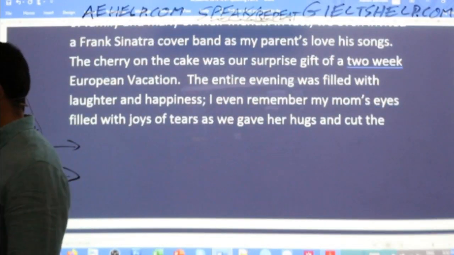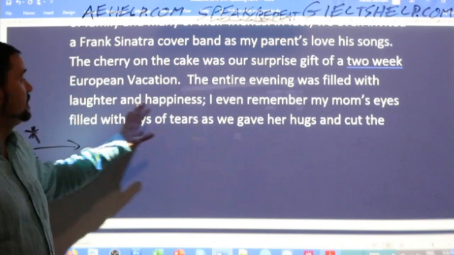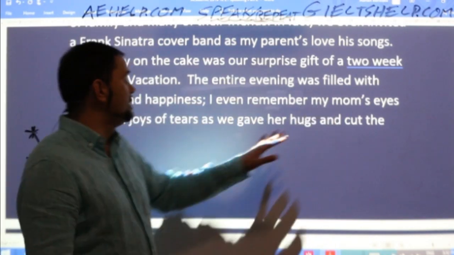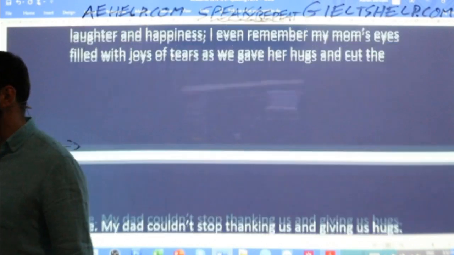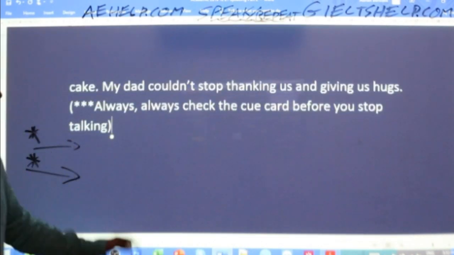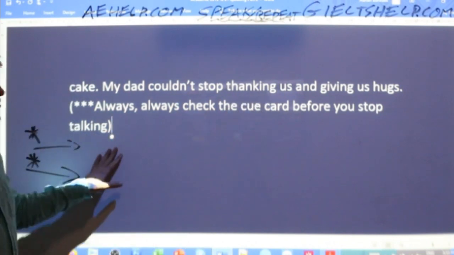So, the entire evening was filled with laughter and happiness. I even remember my mom's eyes filled with tears of joy as we gave her hugs and cut the cake. My dad couldn't stop thanking us and giving us hugs.